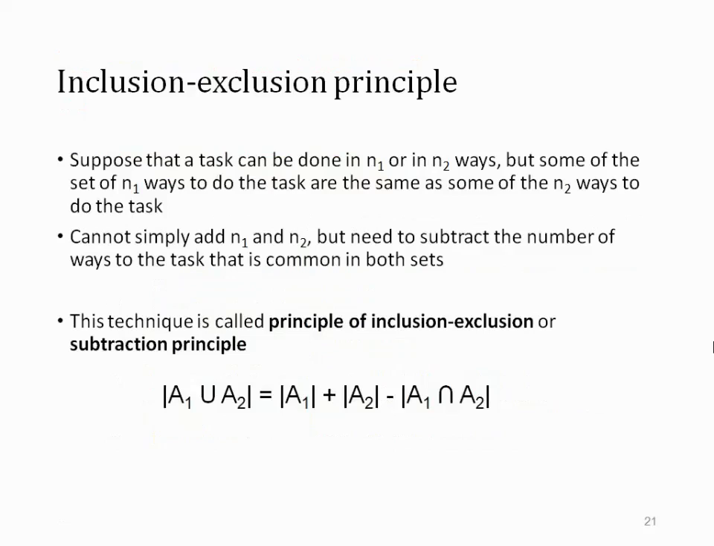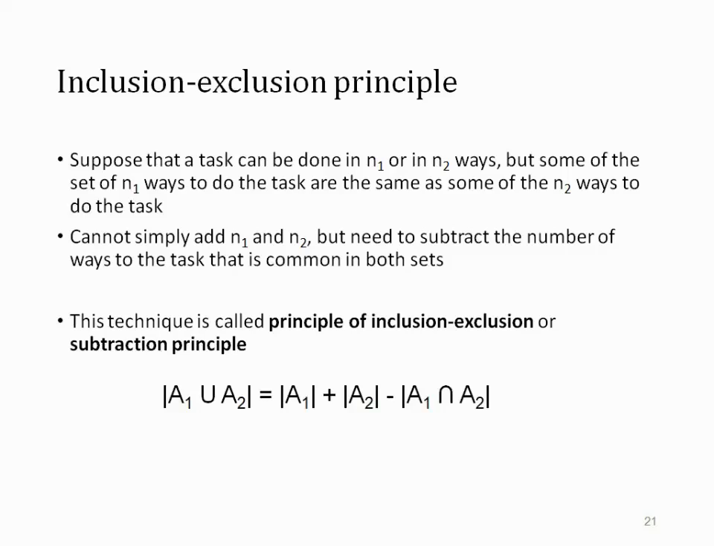Inclusion and exclusion principle. We have already discussed this when we discussed the sets concept. Suppose that a task can be done in n1 or n2 ways, but some of the n1 ways to do the task are the same as some of the n2 ways to do the task. So we cannot simply add n1 and n2.